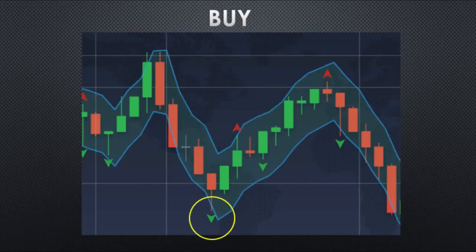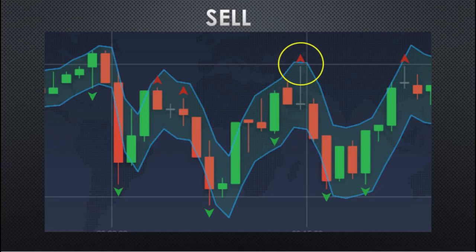Buy. If the fractal breaks the band below, this will indicate a buy in the next candle. Therefore, we will carry out a buy operation at 1 minute. Sell. If the fractal breaks the band above, it will indicate a sell in the next candle. Therefore, we will carry out a sell operation at 1 minute.